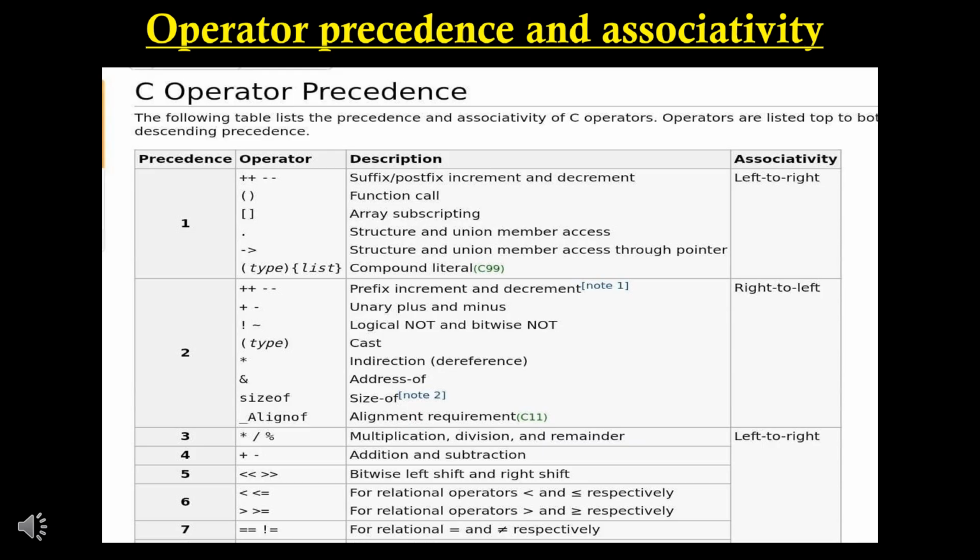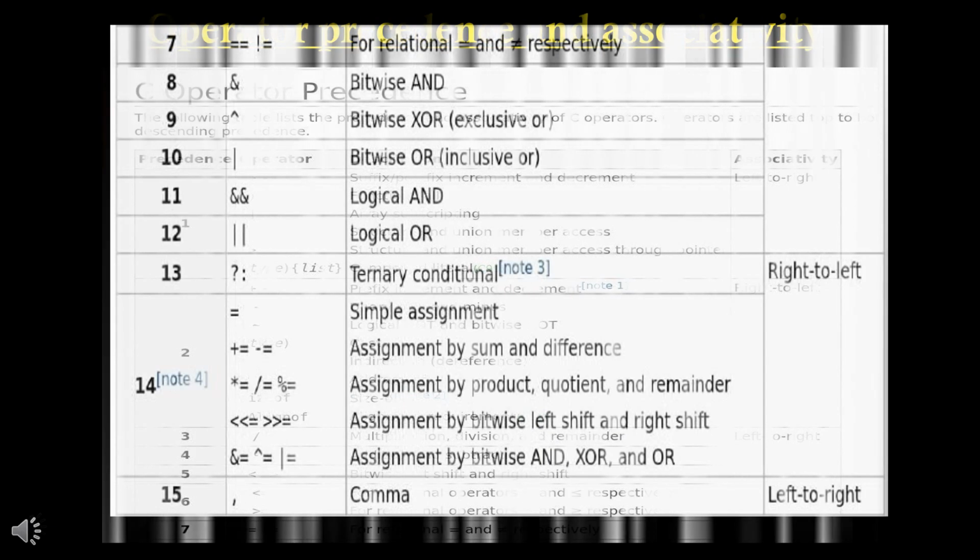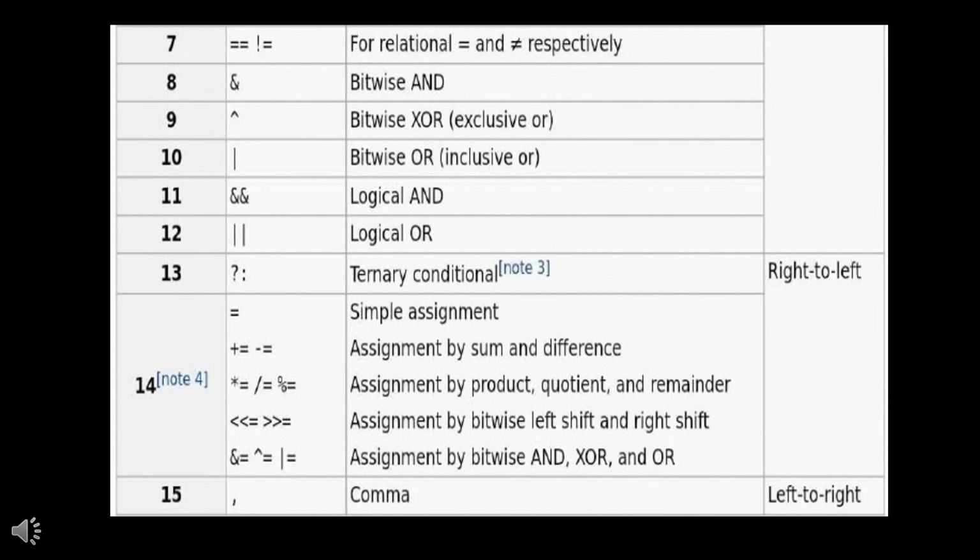C categorizes operators into several precedence levels. At the top level, we have postfix operators like increment, ++, and function calls, which are evaluated first. At the bottom, logical operators like AND, &&, and OR, ||, are evaluated last. As we continue our discussion on operator precedence and associativity, let us delve deeper into the specific operators and their precedence levels in the C language.